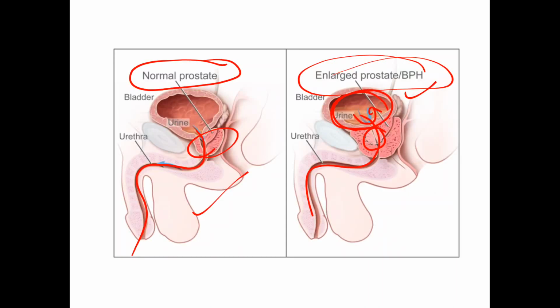So there will be retention of urine in the bladder and urine will not pass easily through the urethra, so that is the problem in BPH, that is hesitancy and weak stream of urine, and one has to strain to pass the urine, and other symptoms are also seen. So that is benign prostatic hyperplasia.